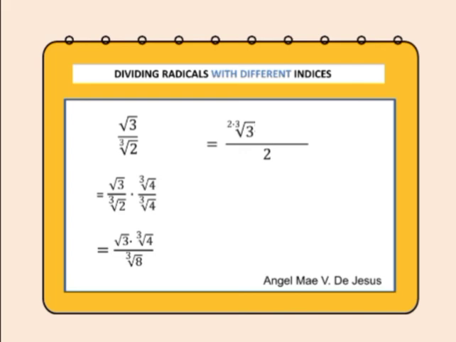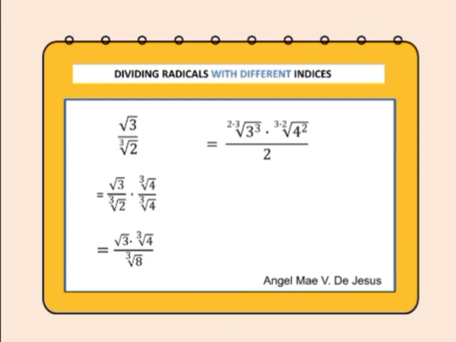Now, the index 2 became 6. Bawal yon kasi nagbabago yung value natin. To offset that, ang kailangan natin gawin ay yung radical dito, erase din natin sa index. So, this will become 2 raised to the third power. Same with the second factor. Ganon din yung gagawin natin, kaya magiging ganito na sila.